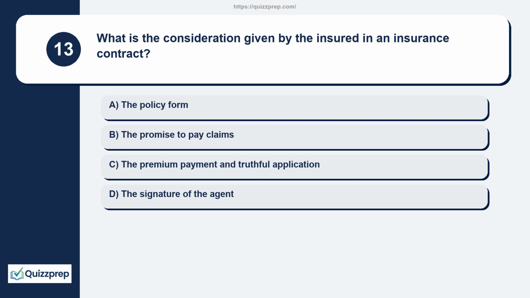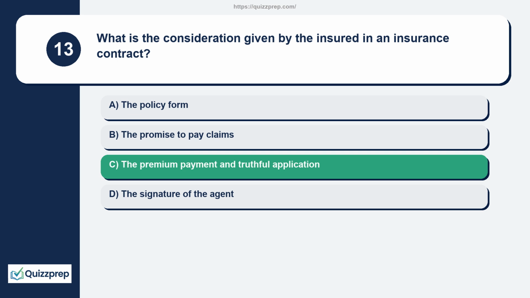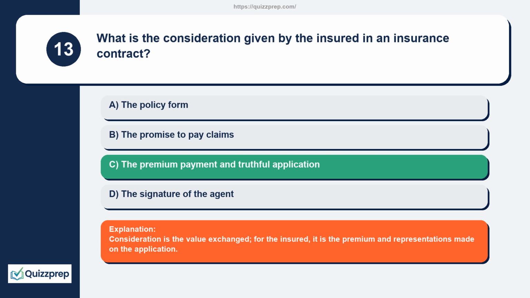Question 13. What is the consideration given by the insured in an insurance contract? The policy form, the promise to pay claims, the premium payment and truthful application, the signature of the agent. Consideration is the value exchanged. For the insured, it is the premium and representations made on the application.